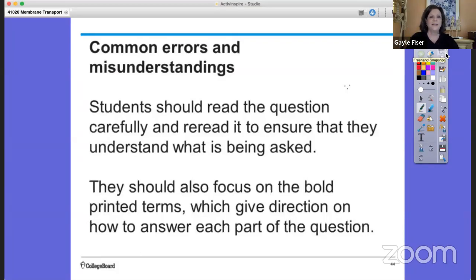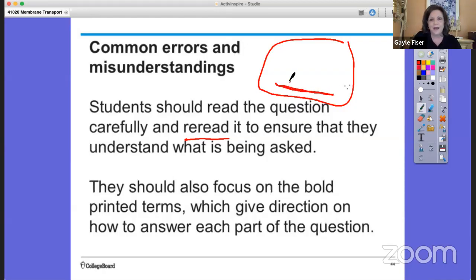Common errors and misunderstandings. You have to read what the question is asking you. You need to reread it, okay? So don't just read it once. Make sure you understand exactly what part. They may give you all of this text, but the question is asking you about this line and not all these others. Now, you should also focus on the bold printed terms, okay? If you learn your task verbs and how to respond to them, that's going to tell you what to do. This is kind of like training. You're learning biology, but you're also training to answer these questions.